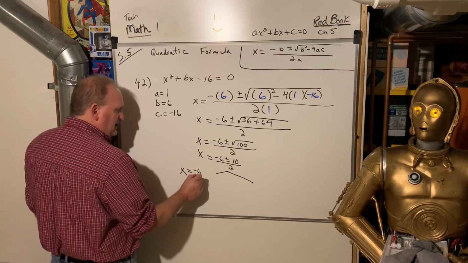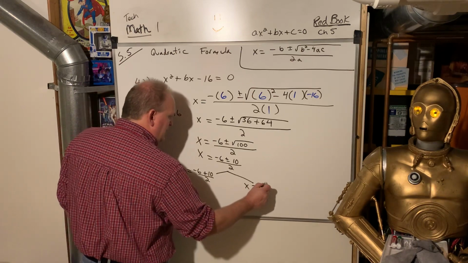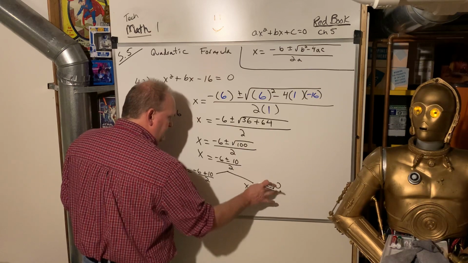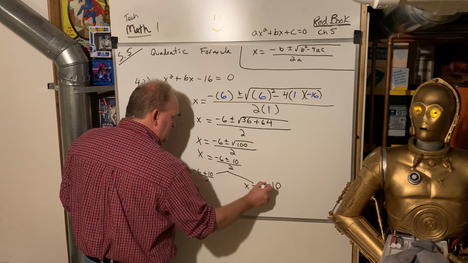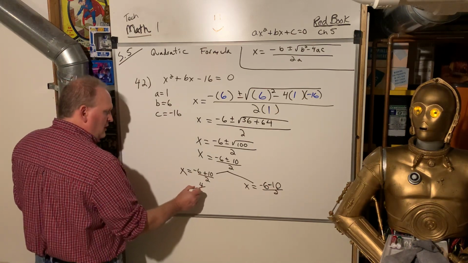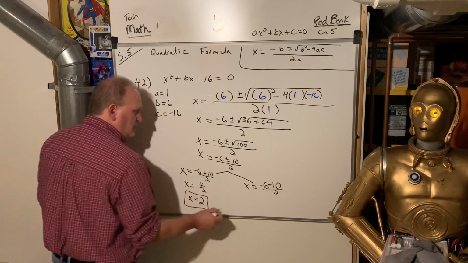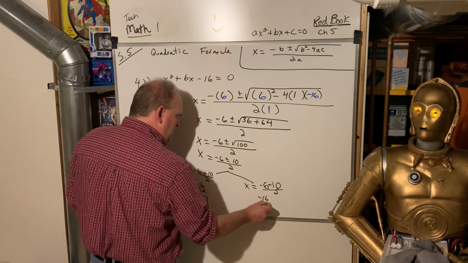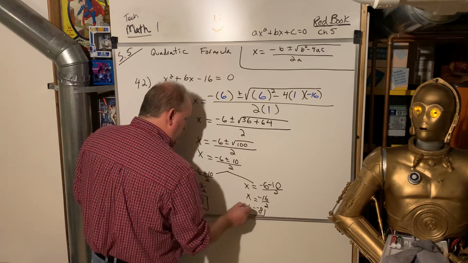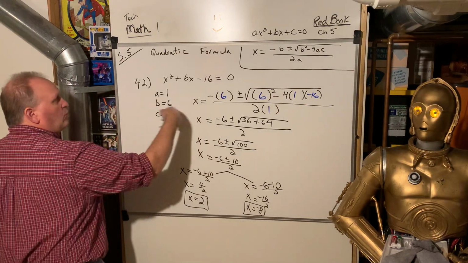So x is equal to negative 6 plus 10 over 2, and x is equal to negative 6 minus 10 over 2. All right, so that's 4 over 2, which is 2. So that's one answer. And that is negative 16 over 2, which is negative 8, which is the other answer. So when it works out to be a perfect square under there, that means this was factorable.